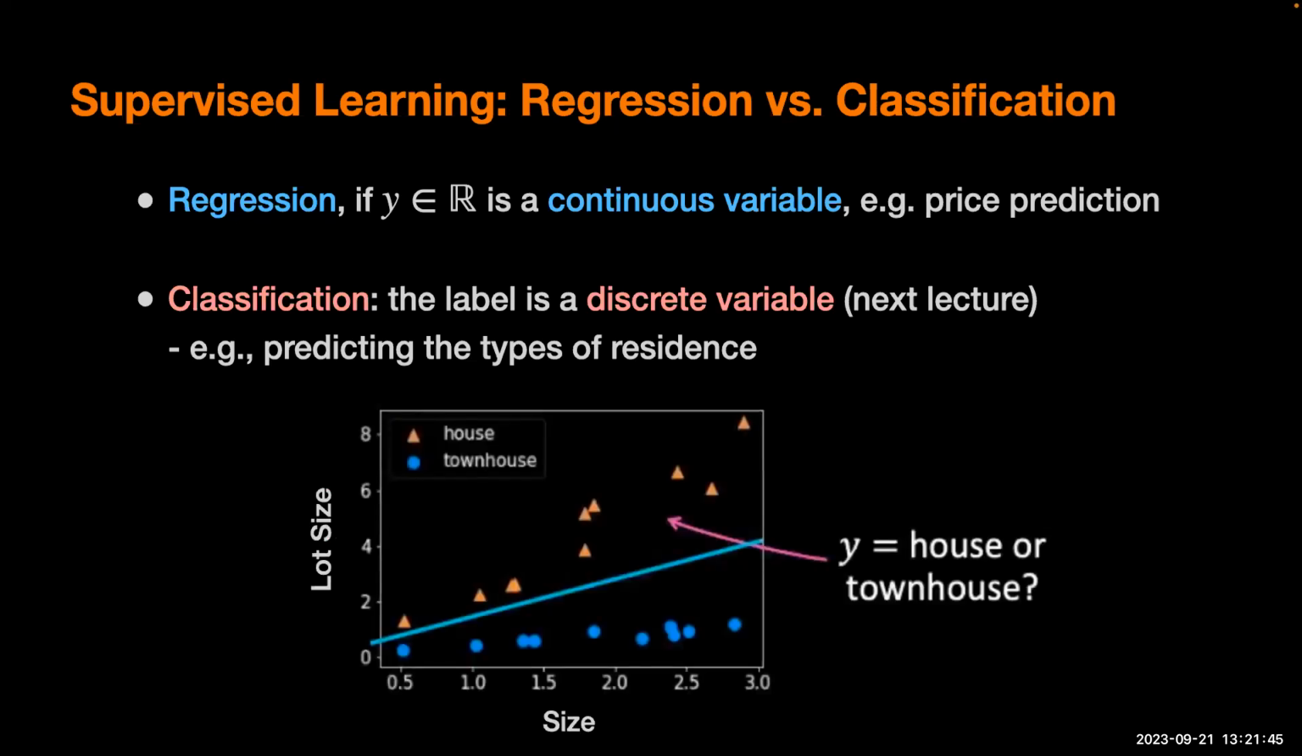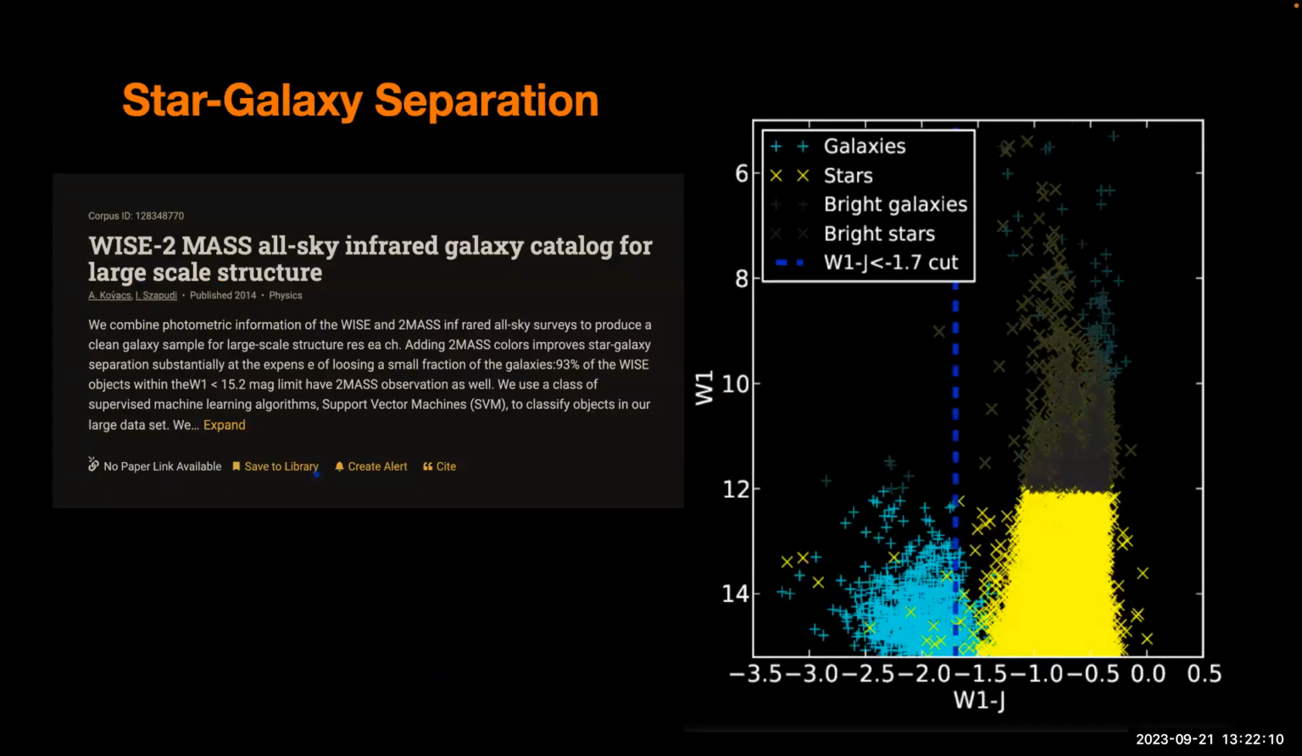What is the classification task? If I have, say, two properties, the size of the houses and the lot sizes, and I see that there are two different trends, my goal is to find the boundary condition that can separate class A from class B. This happens a lot more often than you might think in astronomy. A great example is star-galaxy separation. For many observations that you do, quite often you need to select the sources, and selecting sources comes down to a classification task.